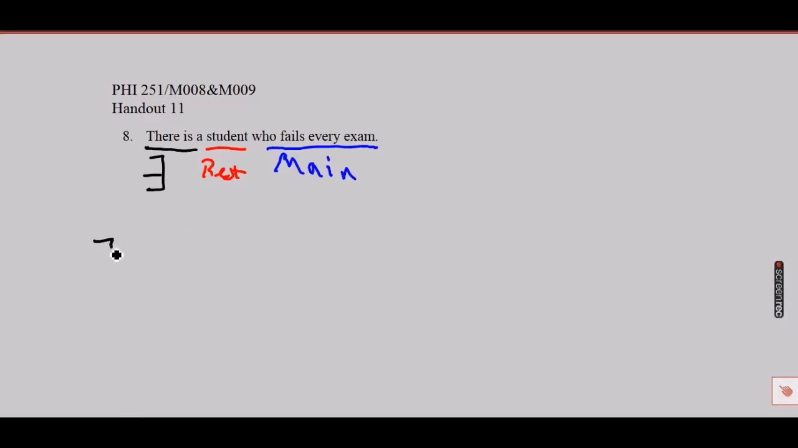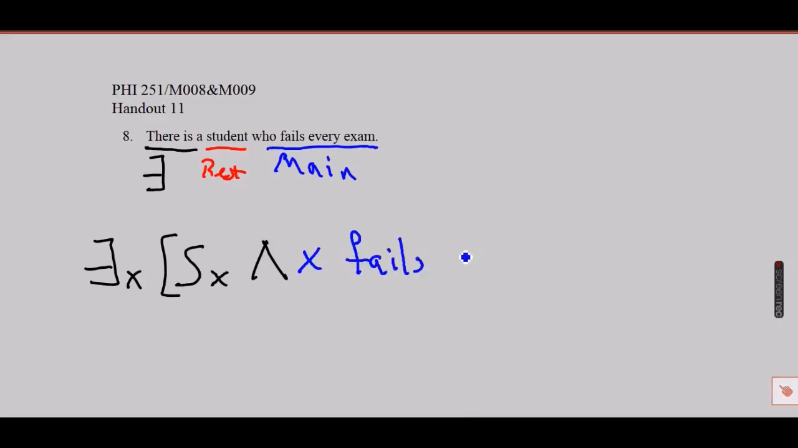So there is some X such that, the restrictor goes first, X is a student, then we use an AND, then the main is that X fails every exam. So let me just put that here. X fails every exam.